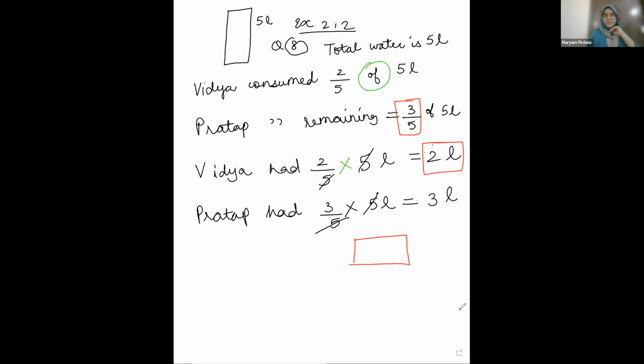All right. Next. In exercise 2.3, the second question, second part. Multiply and reduce to the lowest form. Lowest form means simplest form. Okay. 2 by 7 multiplied by 7 by 9.